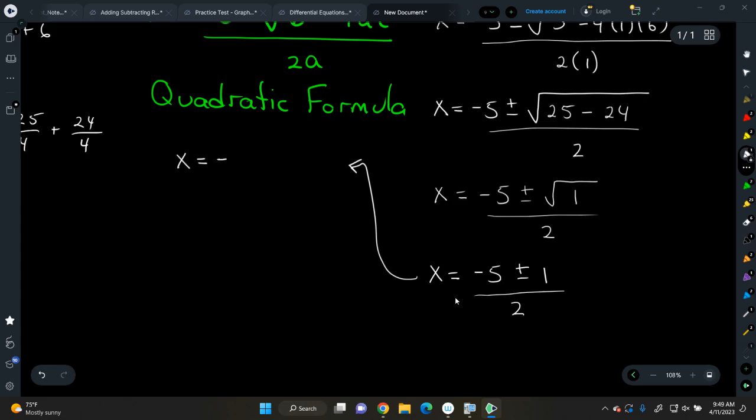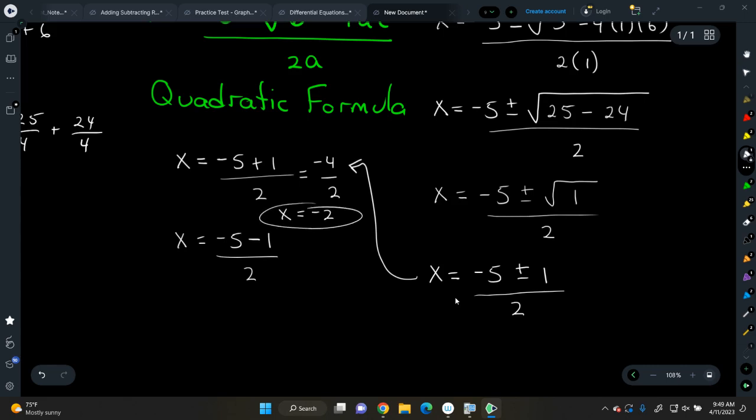x equals negative 5 plus 1 over 2, and x equals negative 5 minus 1 over 2. So negative 5 plus 1 is negative 4 over 2, so x equals negative 2. And for the other one, negative 5 minus 1 is negative 6 over 2, so x equals negative 3. So we have two answers.